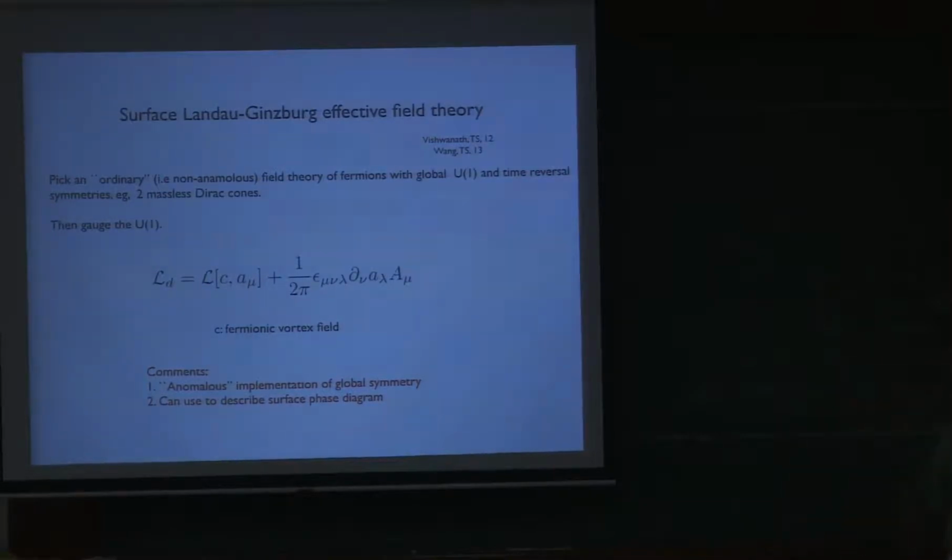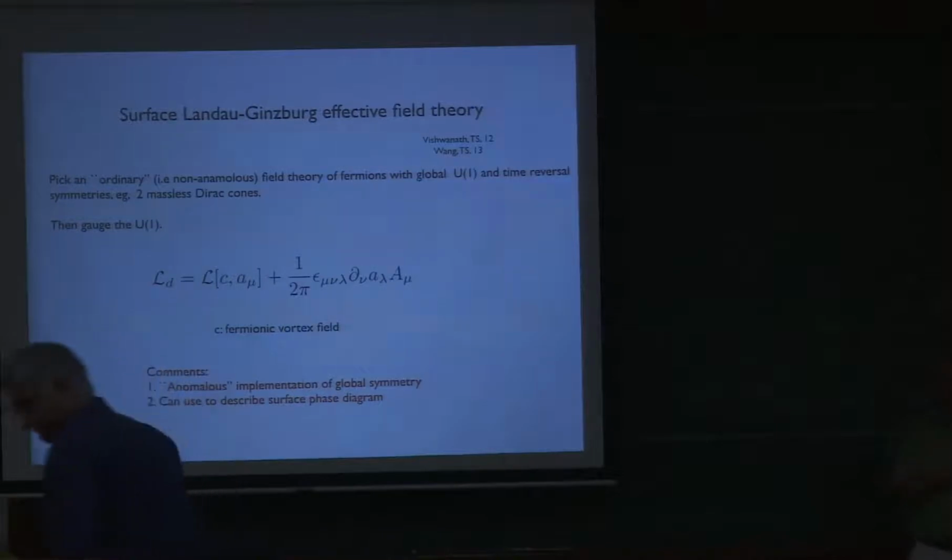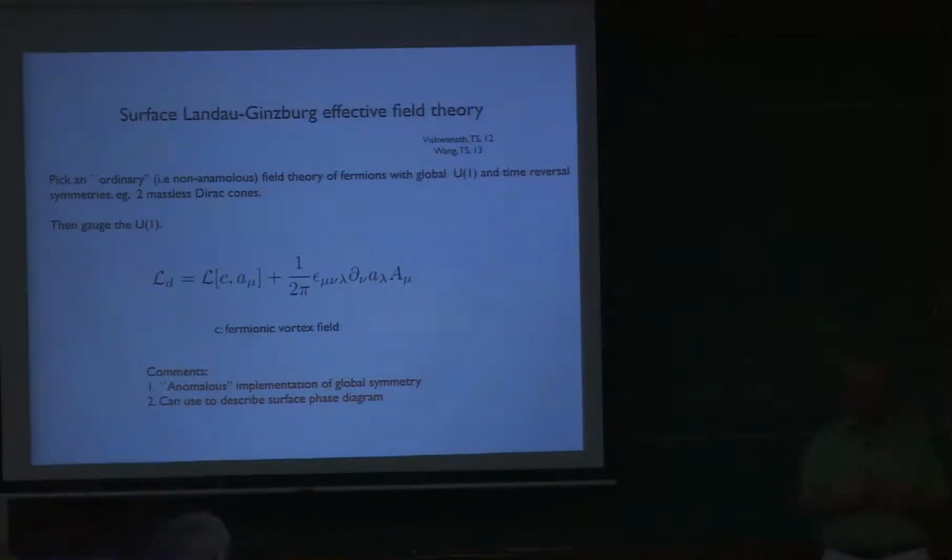Why is having two massless Dirac cones important? Right. If you have a single massless Dirac fermion, then there's a parity anomaly, so you can't regularize it while preserving time reversal in a strictly 2D system. So we want to pick a non-anomalous theory and gauge it, because eventually we want to gauge it, and if there's an anomaly, then gauging is a problem. So we don't want to do that, right?